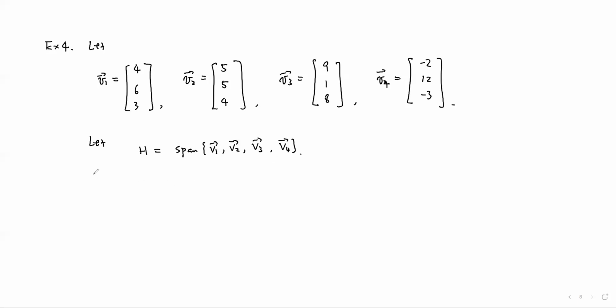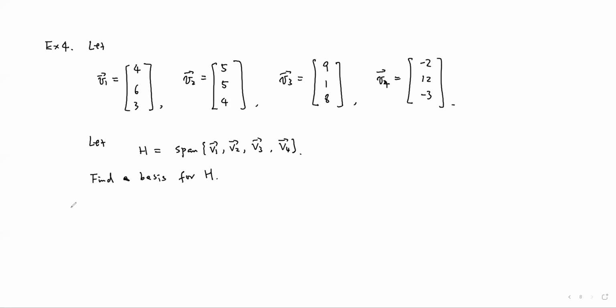Now the question is, find a basis, the smallest spanning set for H. Okay, this is the question. Yeah. V1, V2, V3, V4, maybe some of the vectors depend on the other vectors. We can drop those vectors that depend on the other vectors from the spanning set.